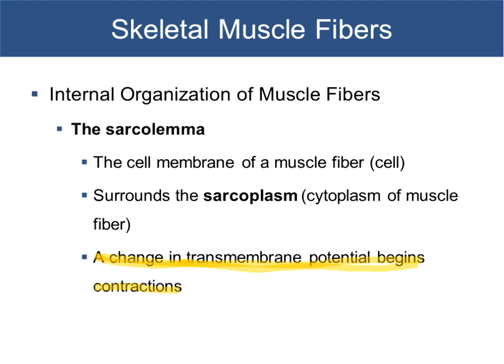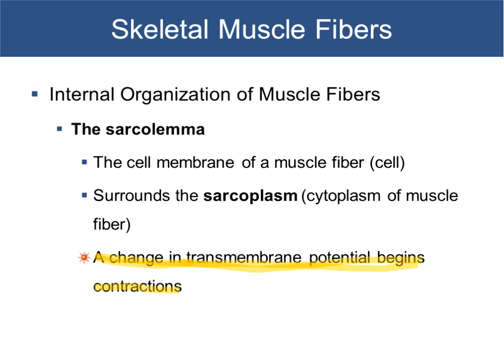If we went past the sarcolemma, we would find what we normally call the cytoplasm, or the gunk on the inside of the cell. Since we're talking about muscle, we're going to call it sarcoplasm. So it's just the cytoplasm of the muscle cell. A very important aspect of both the sarcolemma and the sarcoplasm is that this is where the change in membrane potential begins to initiate the contraction. And remember, the work that a muscle must do is that it's going to have to contract.